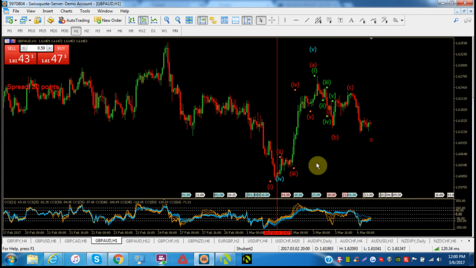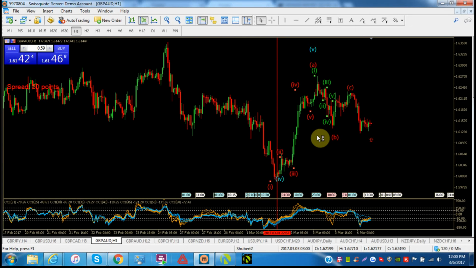That's how I'm going to assume that right now. Okay. So if that's the case, corrections unfold, unless they're triangles, in 3 waves: A, B, C. In this type of correction, wave A is generally 5 waves, wave B is 3 waves, and wave C would be 5 waves. Okay.